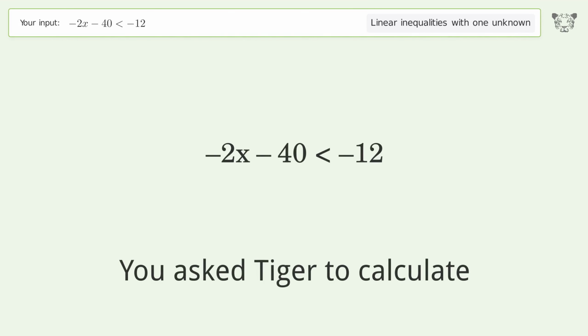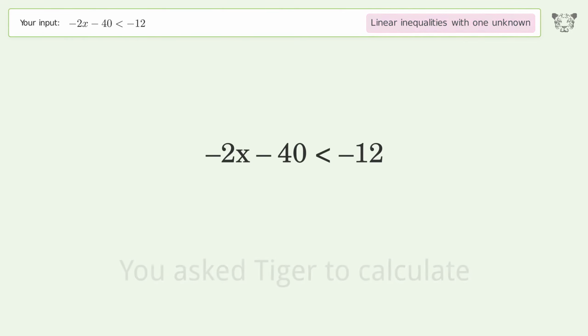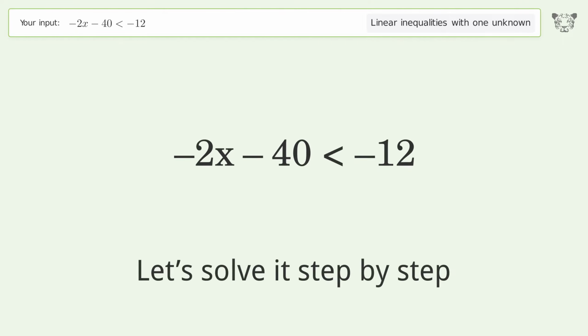You ask Tiger to calculate. This deals with linear inequalities with one unknown. The final result is x greater than -14. Let's solve it step by step.